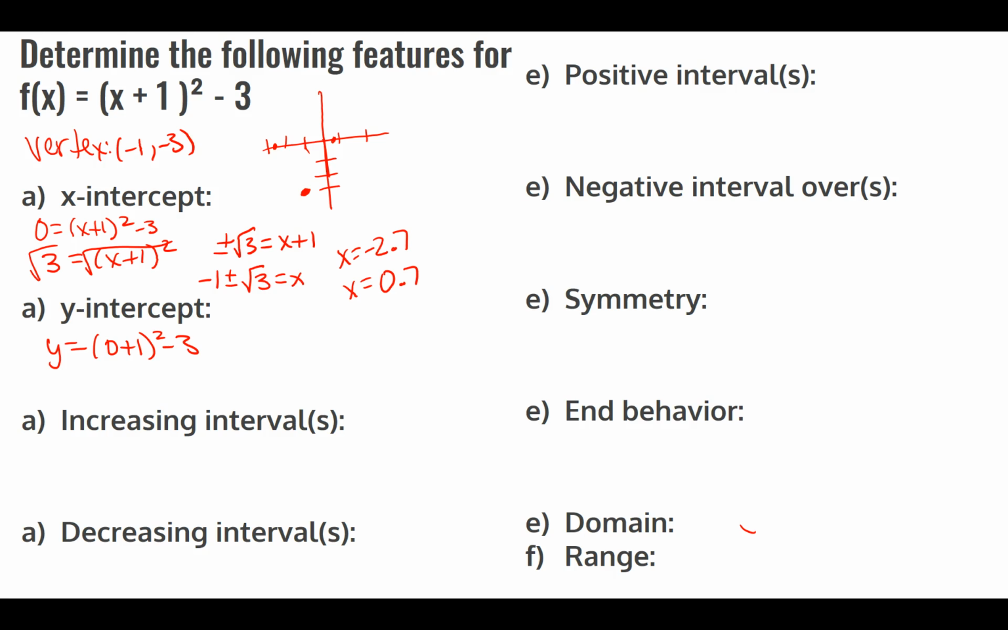All right, what is our y-intercept? -2. Good. 0 plus 1 is 1. 1 squared is 1. 1 minus 3 gives us negative 2.